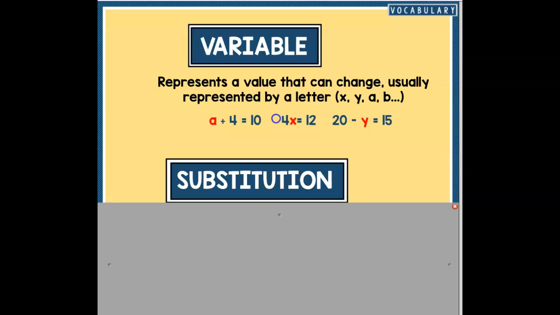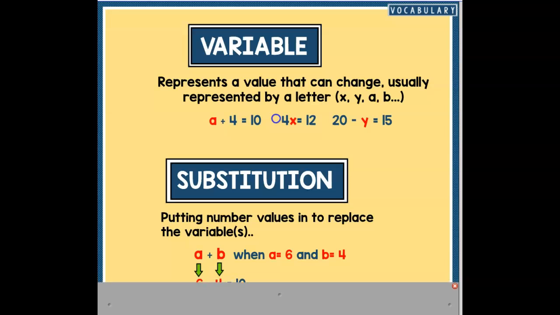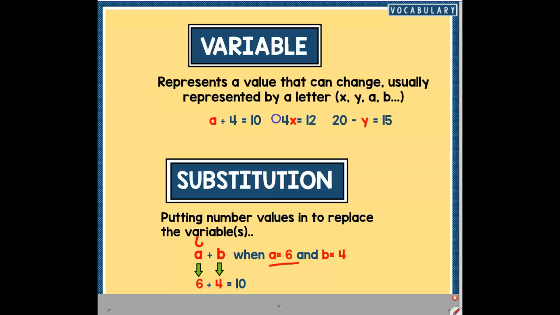The next word is substitution. Think about if you play sports, sometimes you have a substitution and someone substitutes in for you, or when your teacher's sick, you might have a substitute teacher. In math, substitution is similar. You're putting a number value in to replace the variable. So when your teacher's sick, we put another teacher in to replace them. Okay? So if we look at A plus B, when A is equal to 6 and B is equal to 4, we could substitute the 6 because it tells us the value of A is 6, so 6 plus 4, and then we could calculate it and get our total of 10. So we can substitute variables in if we know their values.